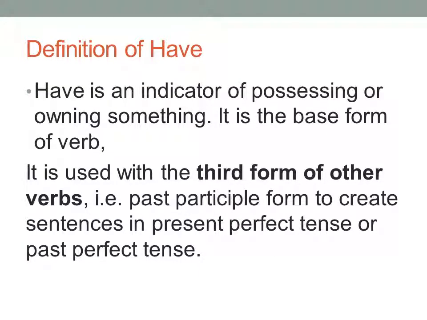Definition of have. Have is an indicator of possessing or owning something. It is the base form of the verb. It is used with the third form of other verbs, for example, the past participle form, to create sentences in present perfect tense or past perfect tense. I repeat, past participle form to create sentences in present perfect tense or past perfect tense.